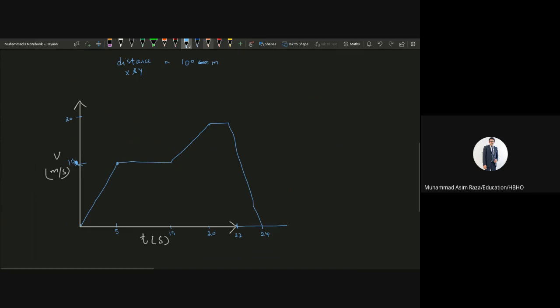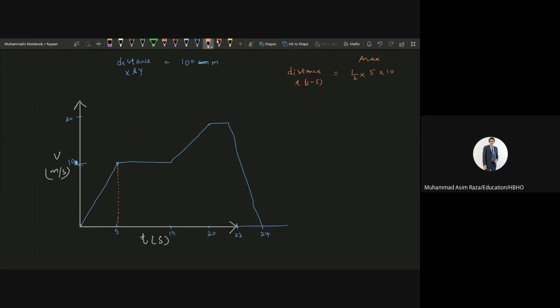So from here you can see that if examiner will say that what is the distance in first 5 seconds, distance in time from 1 to 5 seconds. Okay, so you see that this is a triangle. So here we will apply the formula for triangle, area of the triangle, which is 1 over 2 times base, which is 5, and height is 10.